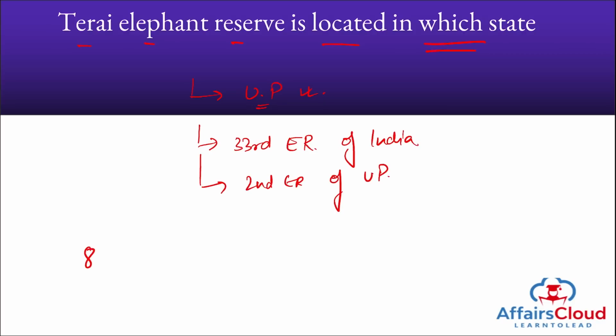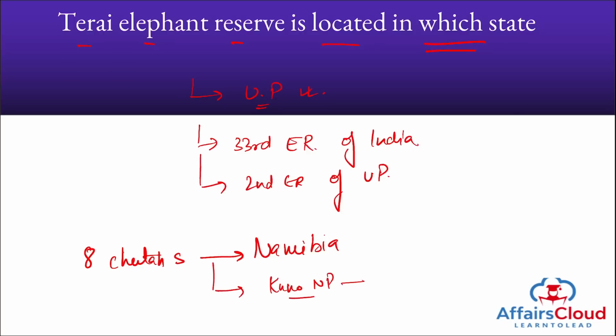Then we will be talking about 8 cheetahs. 8 cheetahs were brought into India from Namibia, and in India they were kept at Kuno National Park. And where is this Kuno National Park? It is in Madhya Pradesh.